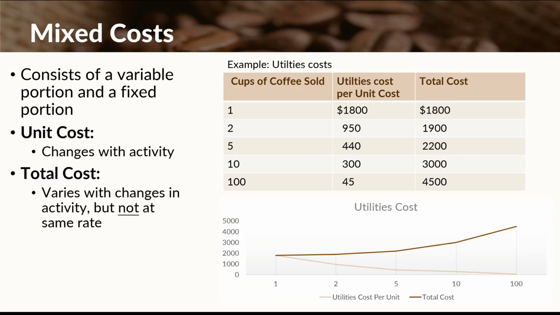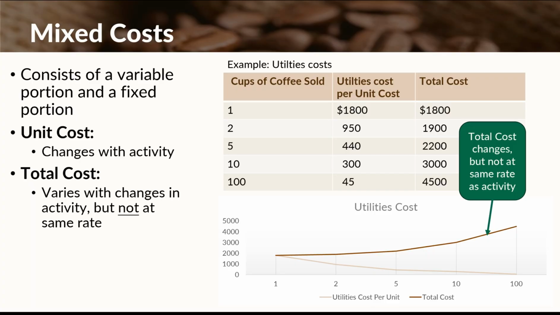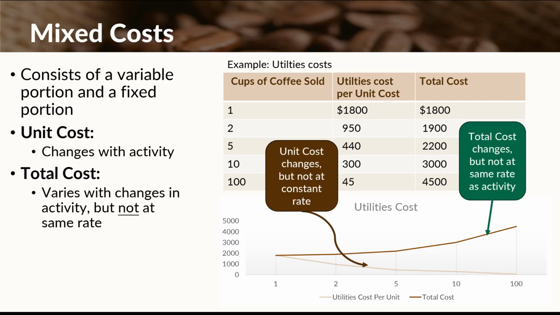And again, if we graph it, it makes it easier to see. We can see on our graph here that our total cost changes, but it's not a straight line. It's not direct and proportional. And same with our unit cost. That one's changing as well. Because again, this mixed cost has some component of a fixed element to it and also a component of a variable element to it.